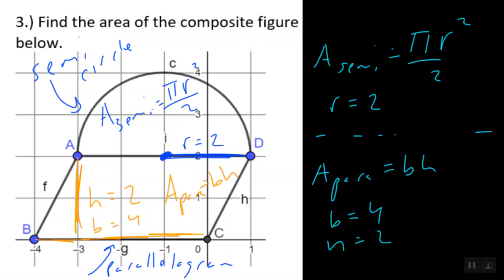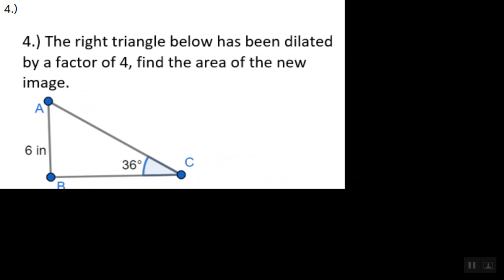Okay, problem number 4. The right triangle below has been dilated by a factor of 4. Find the area of the new image. So I first want to start with my dilation formula. Let's switch colors, we have here the new volume, or V new, is always equal to V original times the scale factor raised to the number of dimension changes.